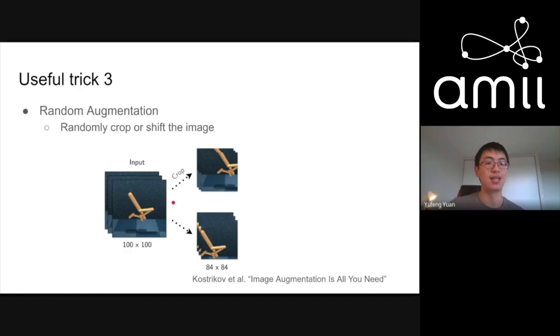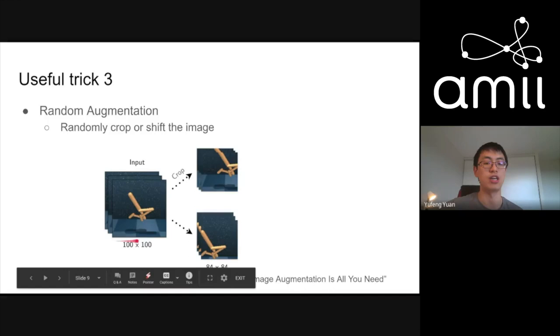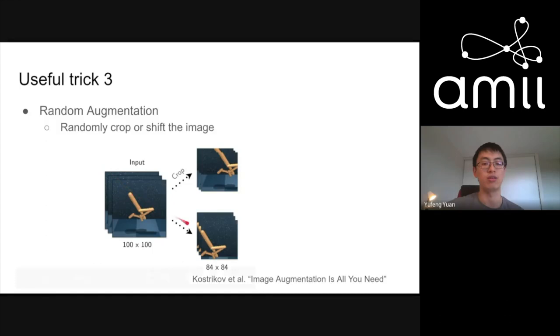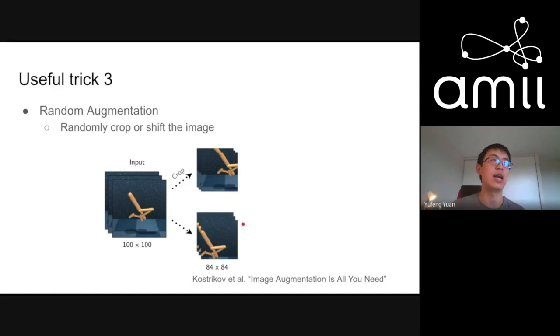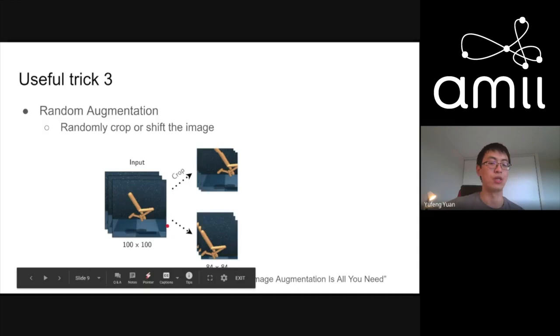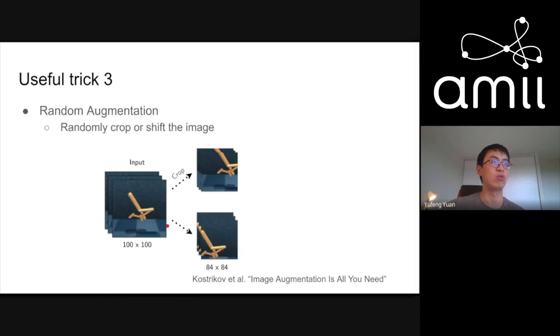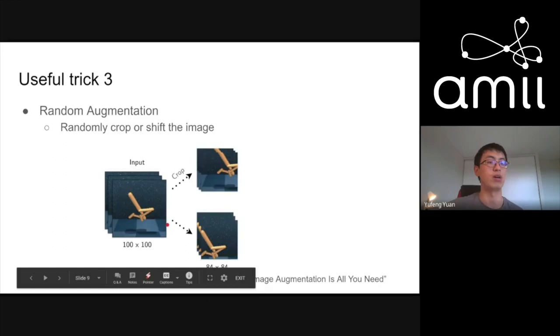And the last trick is a very new trick, which is random augmentation. For example, you can randomly crop or shift the image. Say the original image size we use is 100 by 100, then for the random augmentation, we can randomly crop a patch from the image, for example a patch of 84 by 84. By doing this, we are actually diversifying the training set, because the same image might be sampled multiple times during the training iterations, but every time it is sampled, what the agent gets is a different patch from this image, which might potentially reduce overfitting.